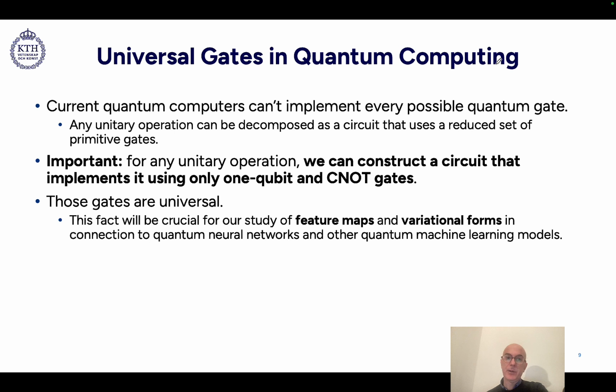It turns out that for any unitary operation, we can construct a circuit that implements it using only 1 qubit gates and CNOT gates. Right, so if we have 1 qubit gates and CNOT, then we can implement all the other ones. So those gates are universal. This fact is actually crucial for our studies, for instance, for feature maps and variational forms in connection to the definition of quantum neural networks and other quantum machine learning models.